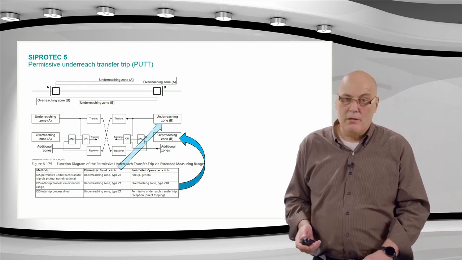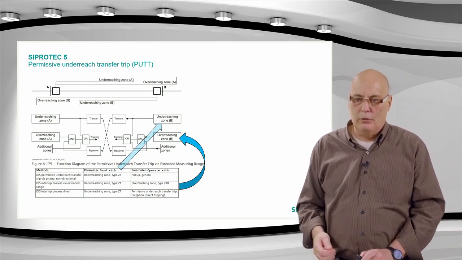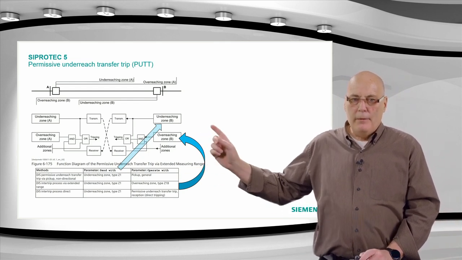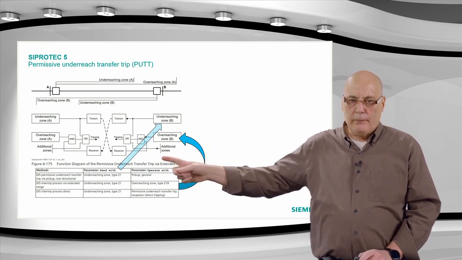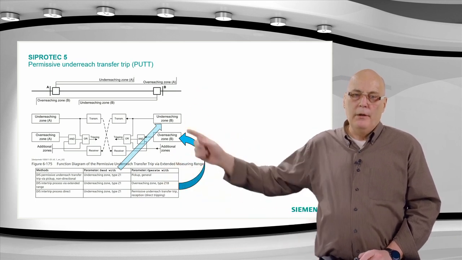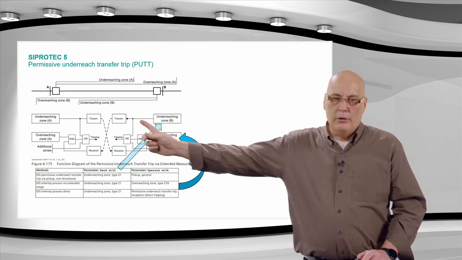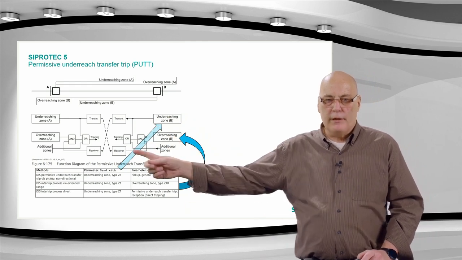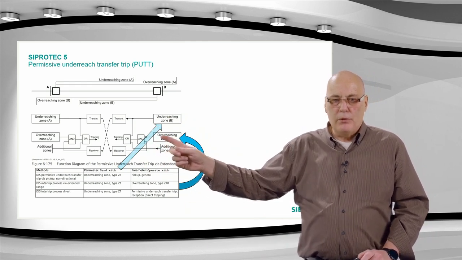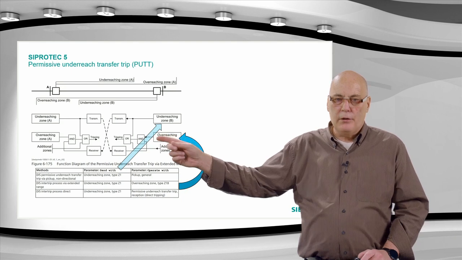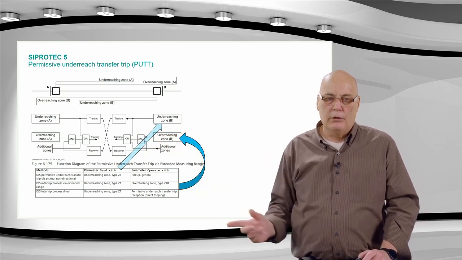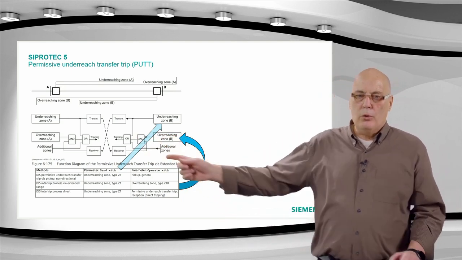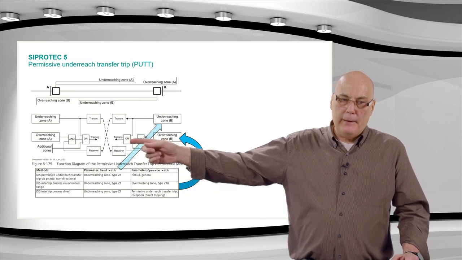So there's just a little logic diagram of this. I don't want to spend too much time on this. You can see here, this is a PUTT scheme. Zone 1, your underreaching zone, is applied here. It's the one that's going to transmit the signal. And if you receive the signal over here, you would simply use an overreach. You'd release an overreaching zone to trip immediately. Basically, it's very, very simple. You could almost take the received signal and trip directly.